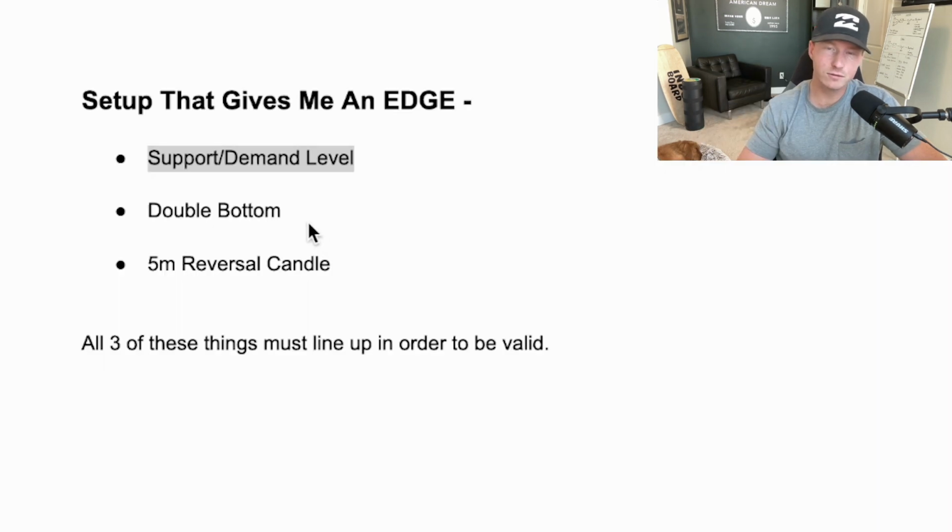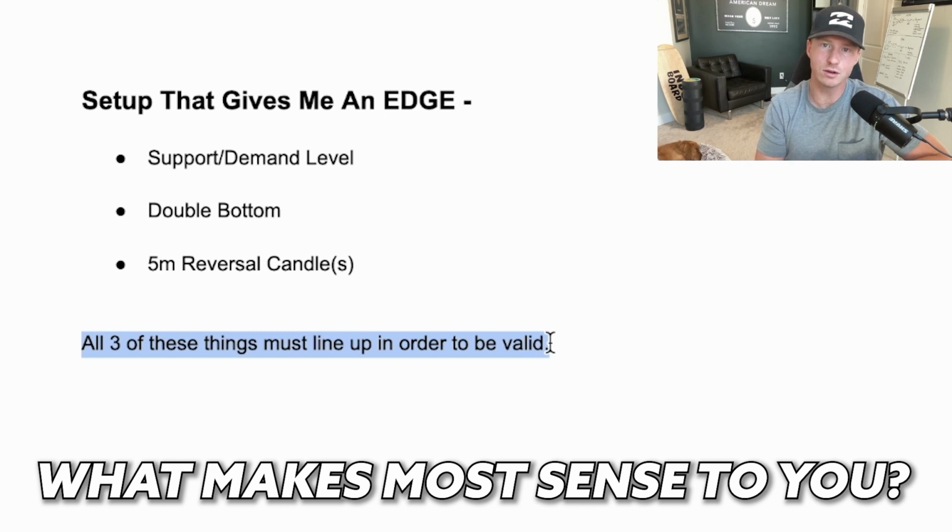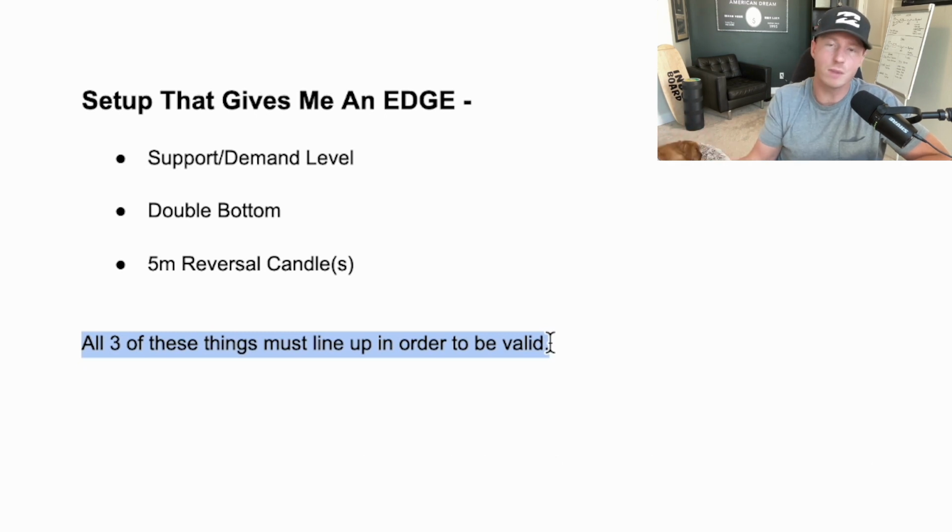Now, the second thing I look for once we're in a key level is I want to see some kind of double bottom. And I also want to see some 5-minute reversal candle, or it could be multiple candles as well. So like I said, all 3 of these things have to line up in order for it to be valid. Now, if you want to use different confirmations that make more sense to you, feel free. This is all about what makes most sense to you. As long as it gives you an edge, it doesn't really matter which confirmations you use, okay? So anyways, let's go ahead and go over some examples.